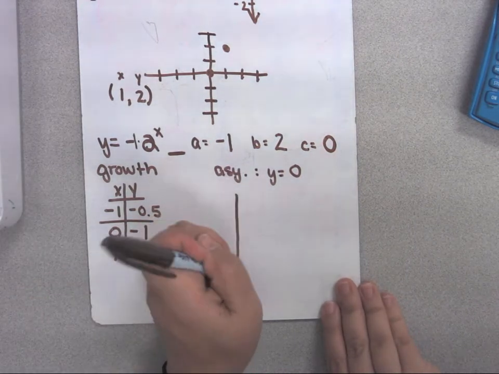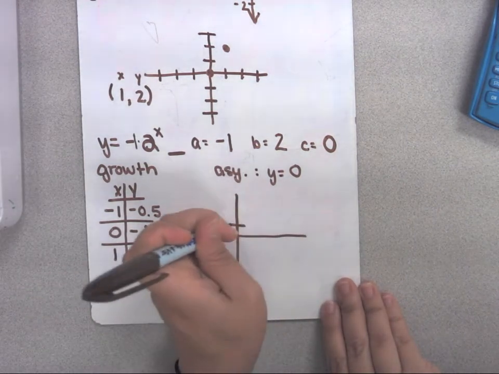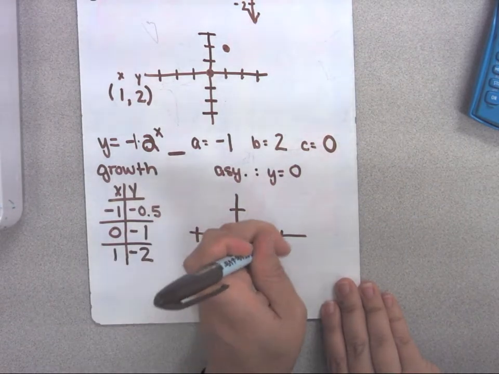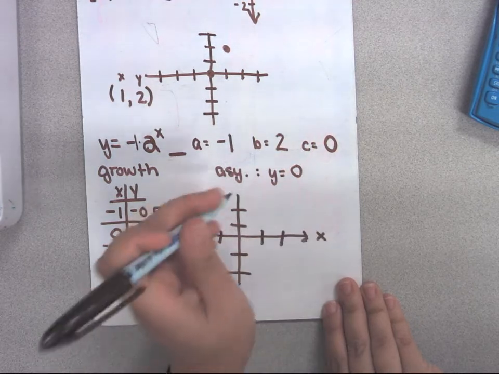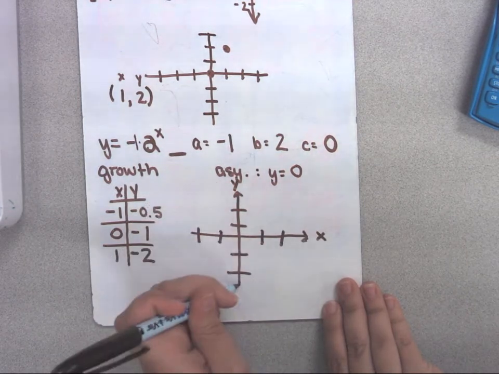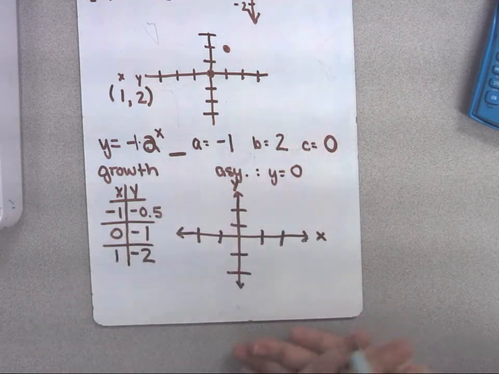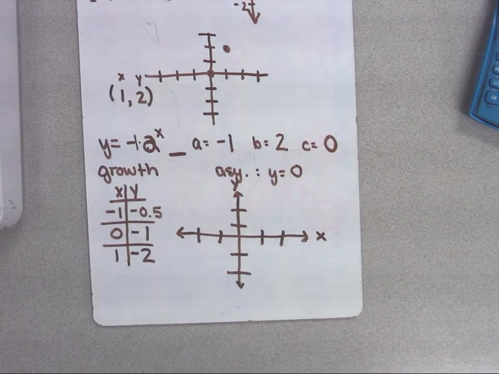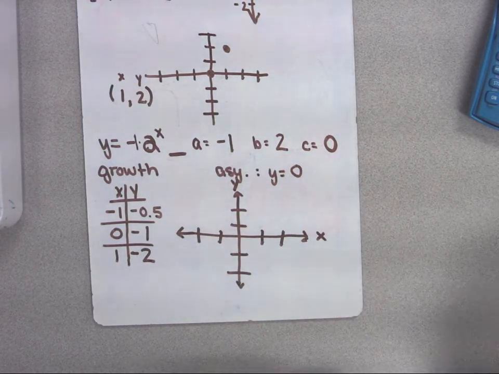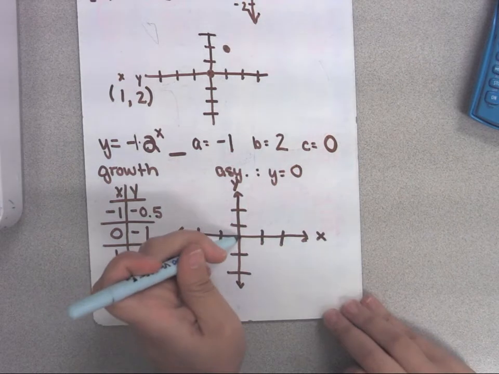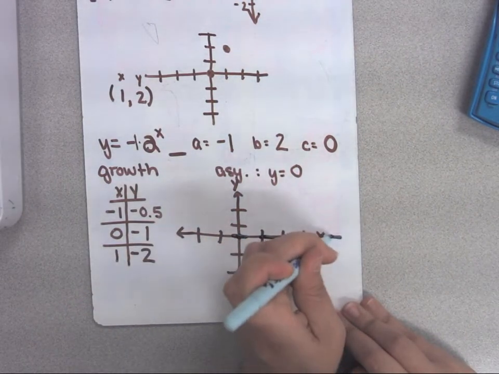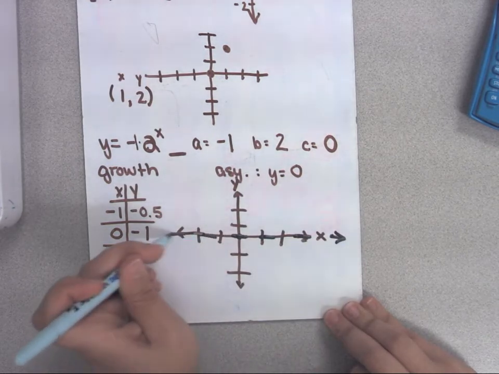Now we can draw it. So x and y. We always graph our asymptote first. So y equals 0. Remember, 0 is the intersection. And it's always left to right. So we're just going to draw a dotted line left to right.